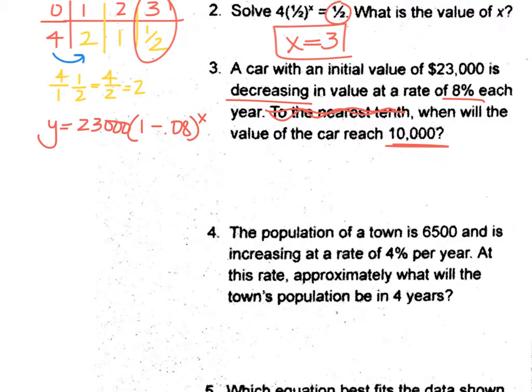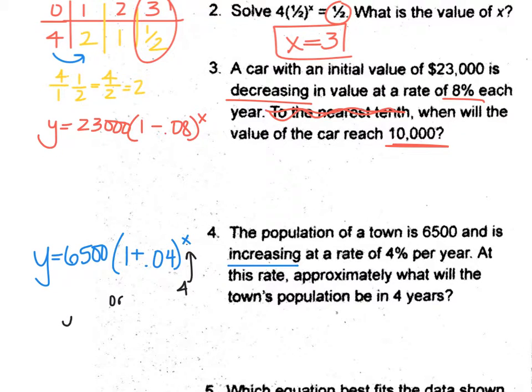Okay, question 4, again, start by writing the equation. So y equals, they give me a starting value of 6,500. It's increasing at a rate of 4% per year, so that's 1 plus 0.04. And when will the town's population be in 4 years? So I'm going to put an x there, and then you'll either plug 4 into this x value, or you're going to use the table function in your calculator. Whatever you need to do to be able to find that population.